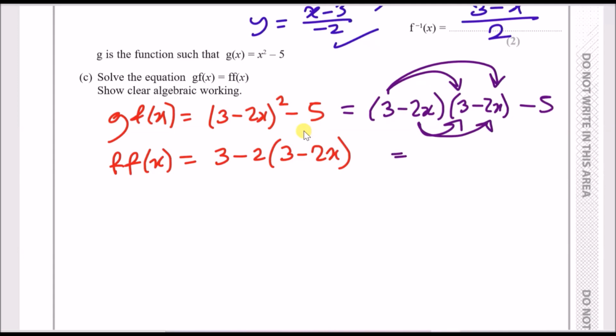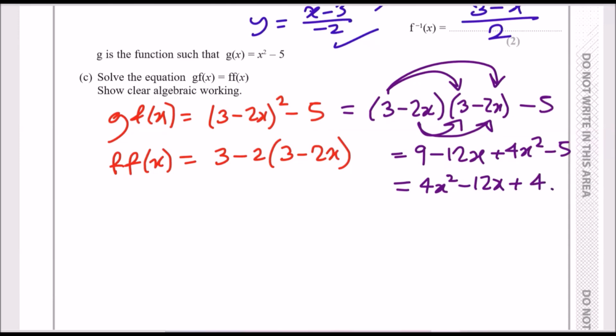Doing that, you get a 9. 3 times minus 2x is minus 6x, and you get another minus 6x, so it's minus 12x. Minus 2x times minus 2x is plus 4x squared. Then you subtract 5. Tidying up the order, I always do the quadratic first, so 4x squared goes first, minus 12x, and then 9 take away 5 is plus 4. That's it, so that's g(f(x)) tidied up.